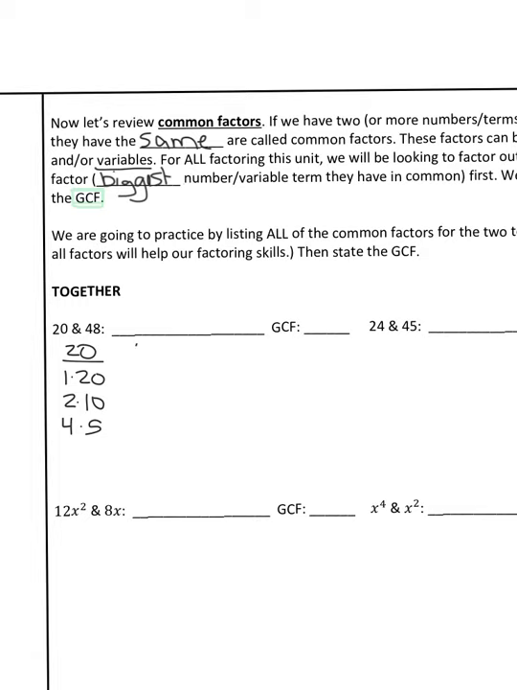And then I look at 48. So I have 1 times 48. I have 2 times 24. I have 3 times 16. 4 times 12. And 6 times 8. I'm doing these fast, I know. Feel free to pause it if you need to catch up. So if you're still writing and I'm still talking, pause it. And then you can catch up. So here we go. So we got 1 times 20, 2 times 10, 4 times 5. We have 48. We have 1 times 48, 2 times 24, 3 times 16, 4 times 12, and 6 times 8.